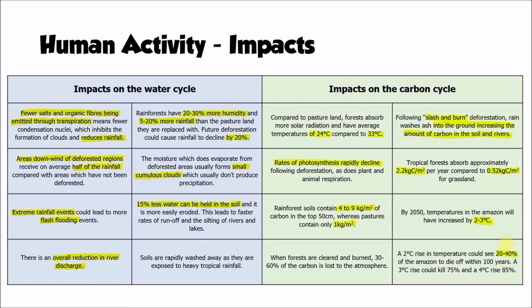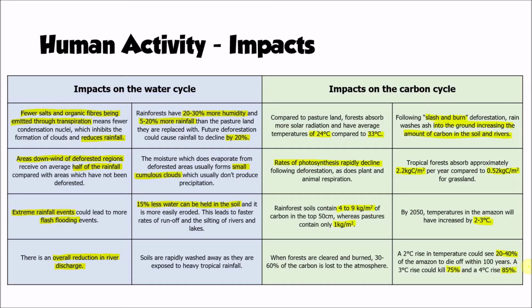If we were to see the upper end of that estimate, a 3 degrees C rise, that could actually kill off about 75%. And if we were to experience a 4 degrees C rise in temperature, 85% of the Amazon could die off, because it exists within this very narrow, very specific range of temperatures. And when we start to exceed that, the trees can't cope with that increase in temperature. So these are the main impacts on the water and carbon cycles.